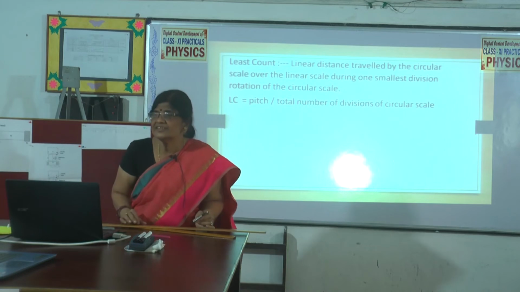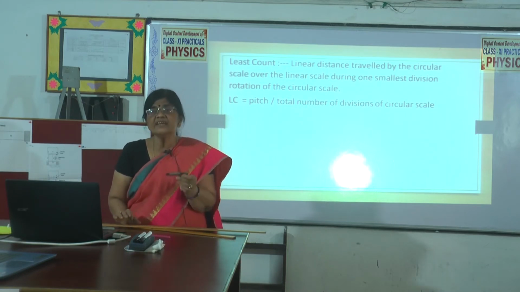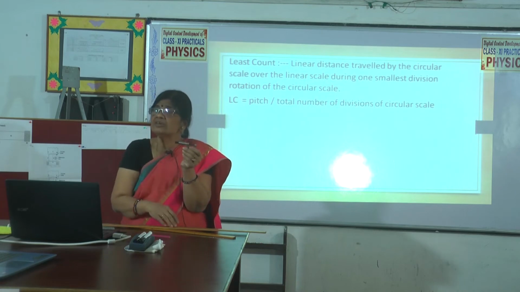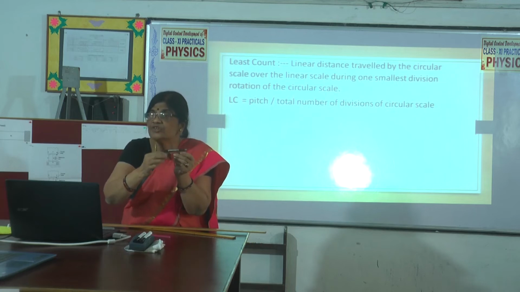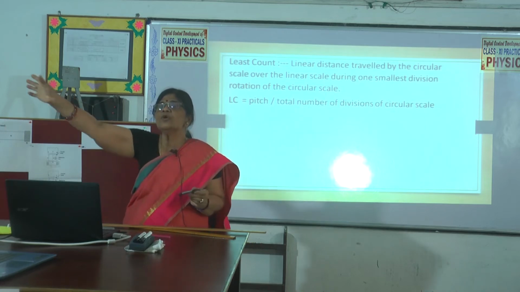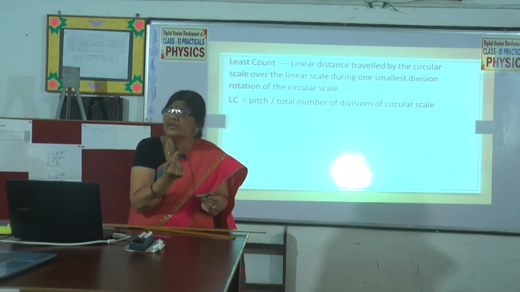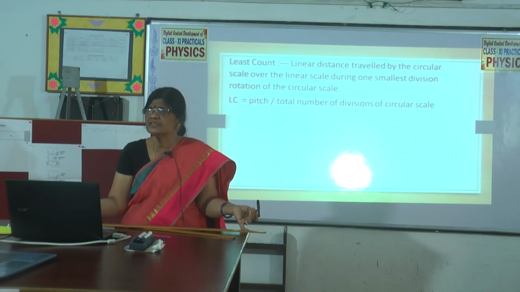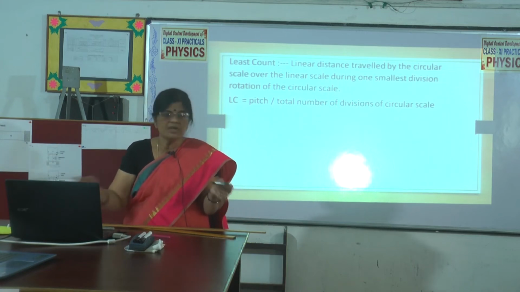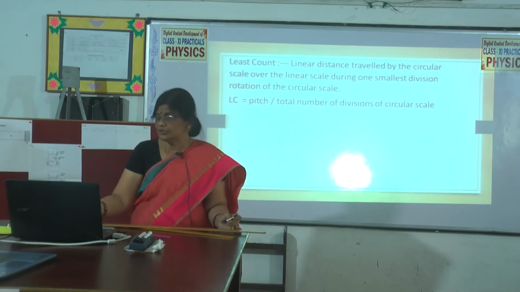You can measure. This is a measuring instrument, a length measuring instrument. So you can say the linear distance, how much pitch has gone? In 100, how many divisions are there in the circular scale? 100 divisions. So 100 divisions rotate and go a distance equal to the pitch, that is 0.1. So one smallest division will go pitch by 100, or pitch by the number of divisions of the circular scale. If we had 50, then pitch by 50. But here in this case it is 100. So it will be 0.1 by 100, which will be 0.001.